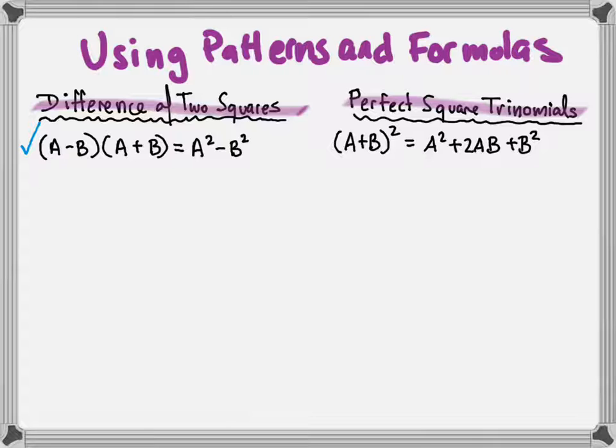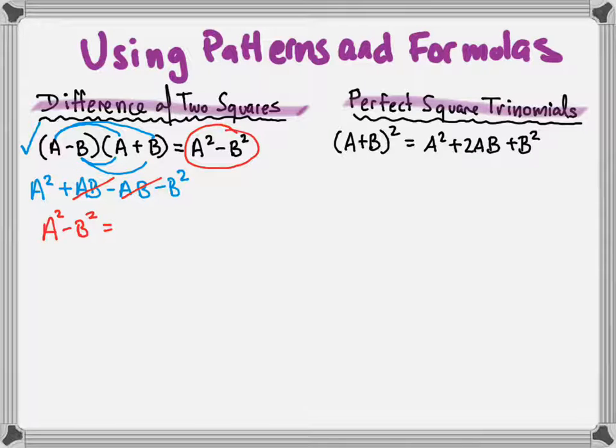So by using the claw technique or the FOIL technique, we get a times a, which is a squared, a times b, which is a times b, negative b times a, which is a negative ab, and then finally a negative b squared. So we can see from here that these two middle terms are going to cancel out, and we would have a squared minus b squared equals this guy right here. So that kind of shows that those are the same.